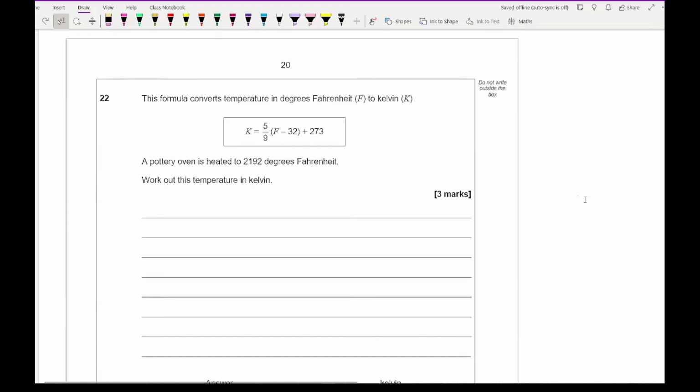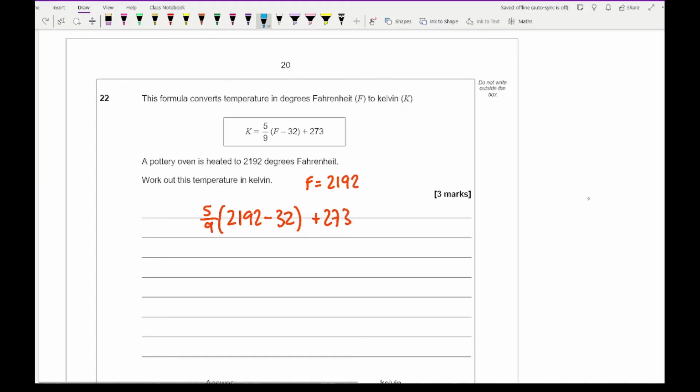Then moving on to question 22, it says this formula converts temperature in degrees Fahrenheit to Kelvin. A pottery oven is heated to 2192 degrees Fahrenheit. Work out the temperature in Kelvin. So all we need to do is swap F equals 2192 into this formula. So what we've got is 5/9, and then we've got 2192 minus 32 plus 273.